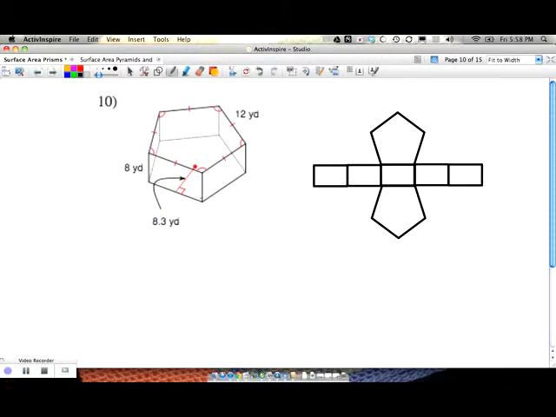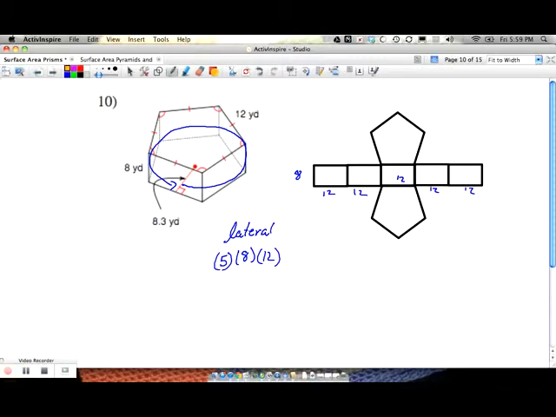Number 10. Ooh. Well, let's start with the lateral area. In this case, it's very clear what the lateral area is. It's these rectangles going around the outside. Well, we know the height of those rectangles is 8. We also know that the edge of each of those rectangles is 12. So let's use that to our advantage. We got 1, 2, 3, 4, 5 12s, and then an 8. And they're all congruent. So that means I got 5 of these rectangles, and each of them is base times height. So it's going to be 8 times 12. So that's my lateral area.